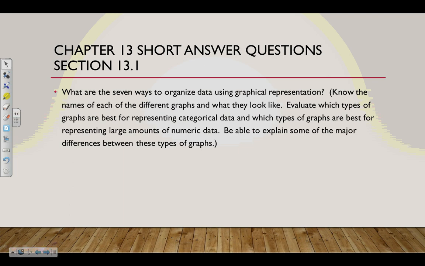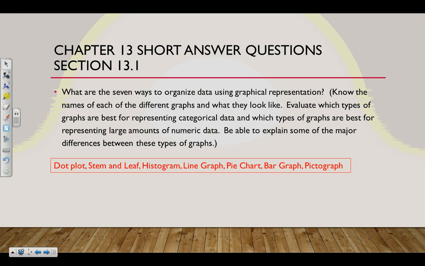On your midterm test, you will have some short answer questions. I need you to answer those in complete sentences because as future teachers, you need to communicate in complete sentences. These are the types of questions I'm going to ask you. What are the 7 ways to organize data? We talked about dot plots, stem and leaf, histogram, line graph, pie chart, bar graph, pictographs. All of those are in our textbook.